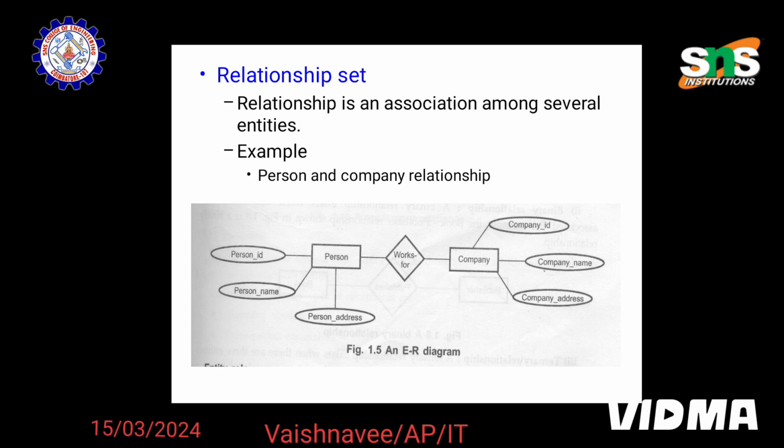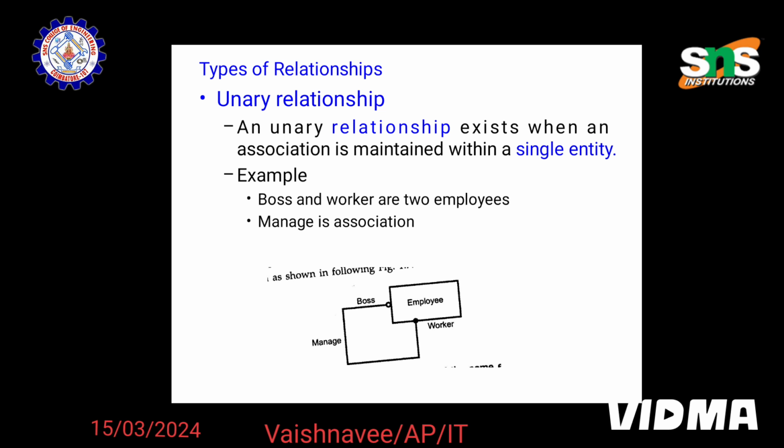When it comes to relationship set, a relationship is an association among several entities. For example, person and company. These two are entities, and they have a relationship: the person works for the company. Here, works for is the relationship. There are types of relationships. A unary relationship exists when an association is maintained within a single entity. For example, boss and worker are two employees, and the association is manages.